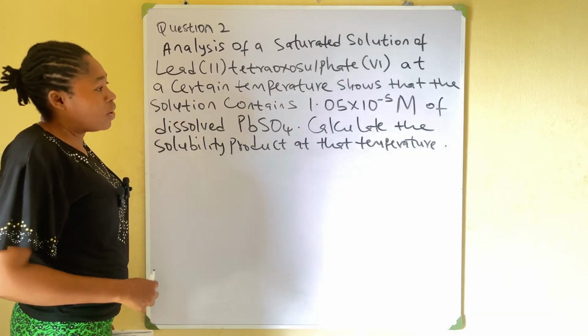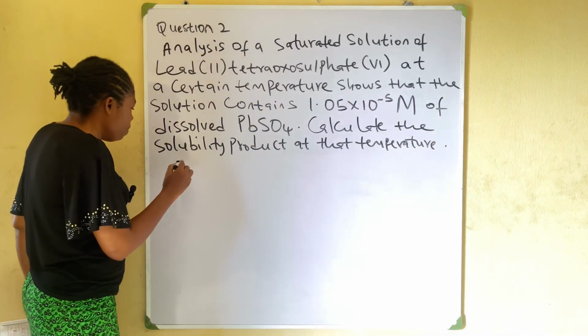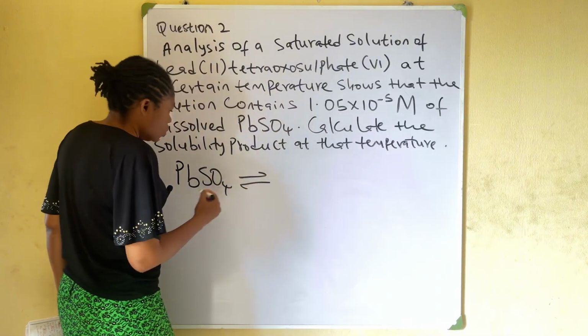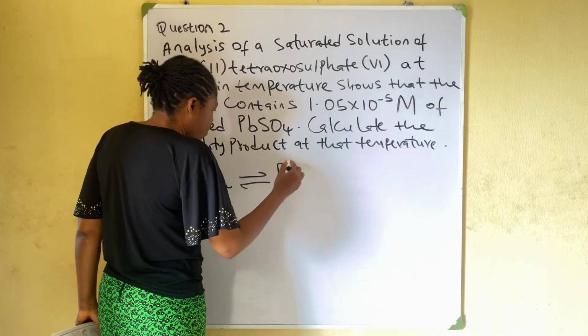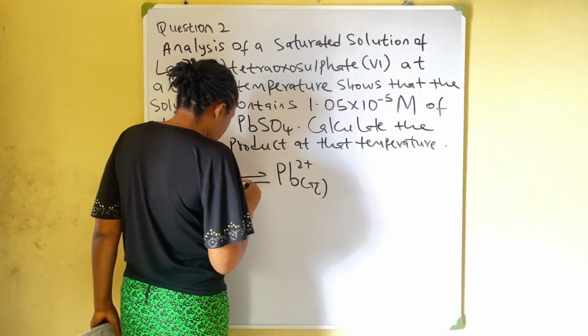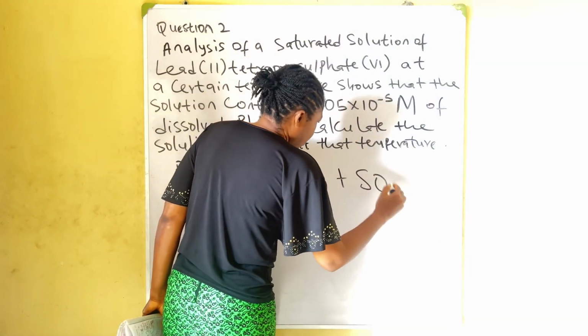Alright, so we are going to be writing the equilibrium equation for this reaction. So PbSO4 solid dissolves slightly. So we have Pb 2 plus, plus sulfate ion.